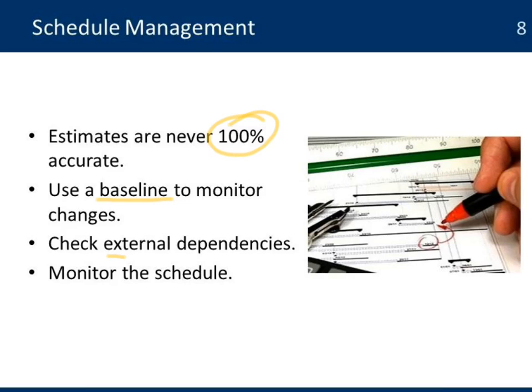Also check for external dependencies from other project organizations that need to deliver something to the project and over which you don't have much control. That is important because they can stop your project if you find that some of those external dependencies are taking longer.